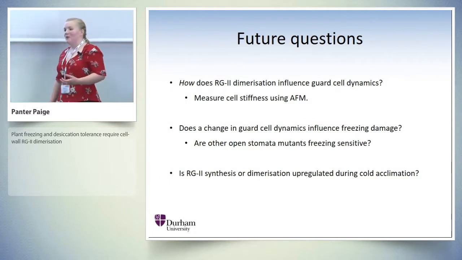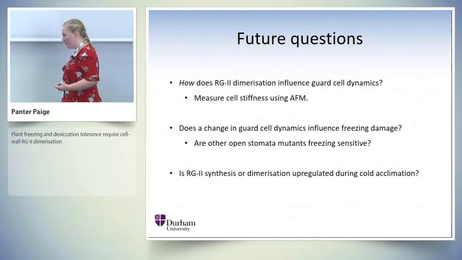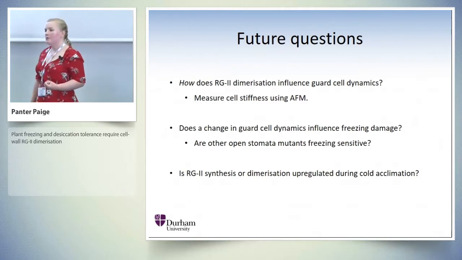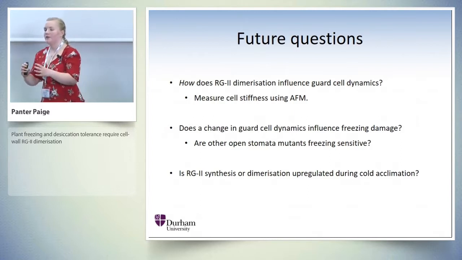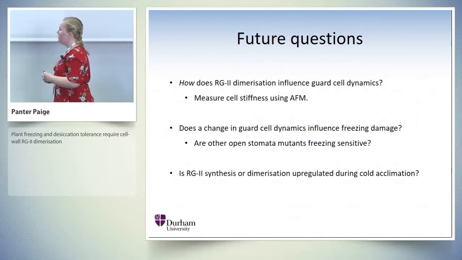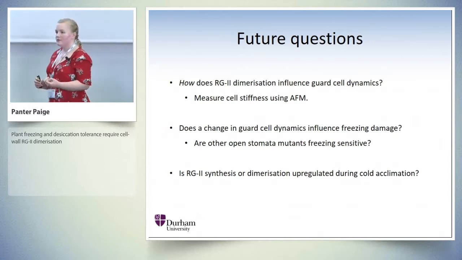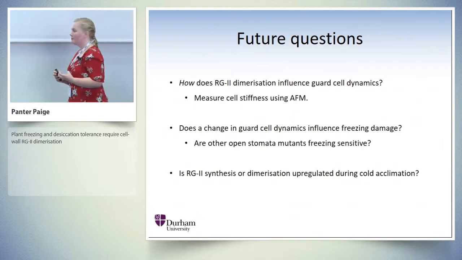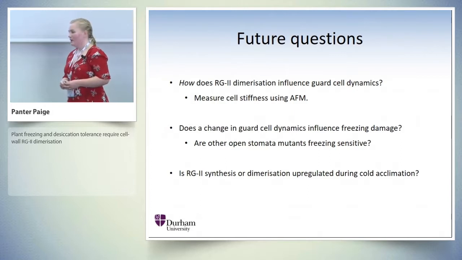So the question quite clearly now is, how is that Rg2 dimerisation affecting guard cell dynamics? And in stomata, we know that the cell wall, the rigidity of that cell wall is important for creating the shape of the stomata to open and close them. So what I want to measure is whether the Rg2 is causing a change in stiffness that's affecting the ability of those cells to open and close as normal. And I'm going to do that by carrying out some atomic force microscopy measurements.